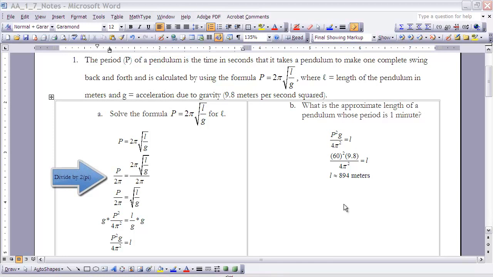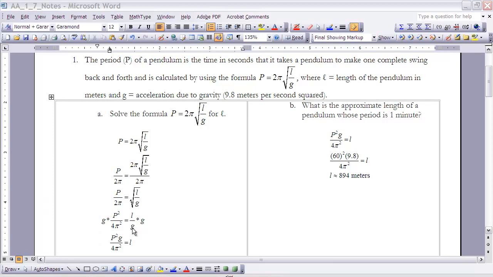Now if I divide both sides by 2 pi, this is what I get: p over 2 pi. These 2 pi's will cancel out, so I just have the square root of L over g is equal to p over 2 pi. Now to get L by itself, I need to get rid of the square root. So what I do is I square both sides. When I square the left-hand side here, I have to square everything, so I get p squared, I get a 4, I get a pi squared. And then this just becomes L over g.